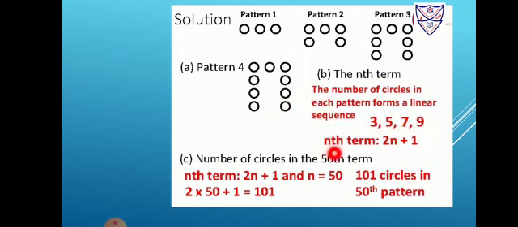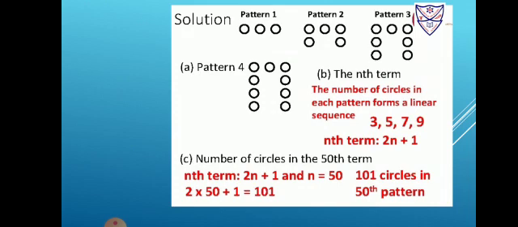So here if we want to find the nth term, we can first find the general rule. That is 2n plus 1. So now using this nth term general rule, we can also find the 50th term. How? In place of n, we can substitute 50. So that is 2 multiplied by 50 plus 1. That is 2 50s are 100, plus 1, 101. Hence 101 circles are there in the 50th pattern.